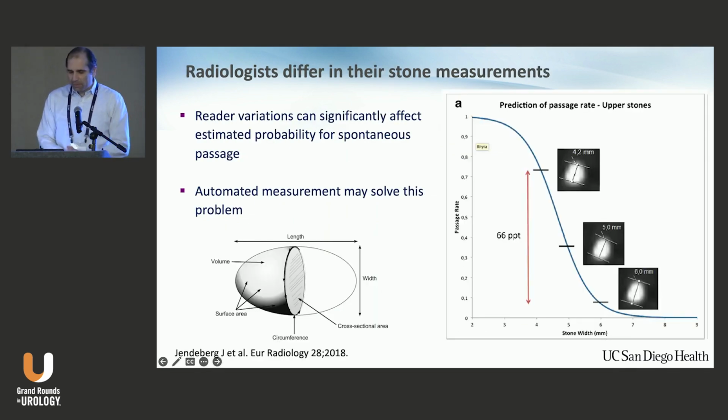So just back to this point for a minute, if you take 3 radiologists measuring the same stone, this is a very small stone admittedly, but the range you can see, one of them measured it at 4 and one measured it at 6 millimeters.